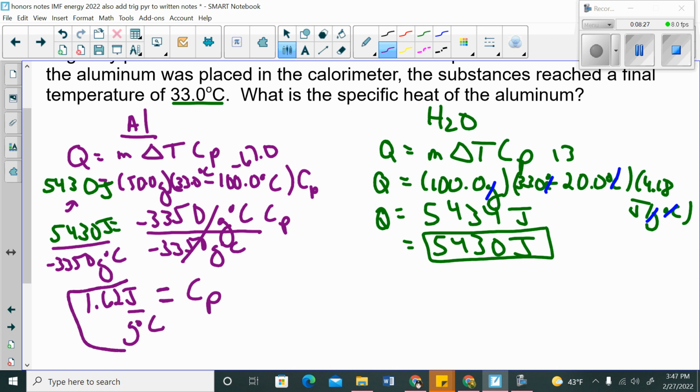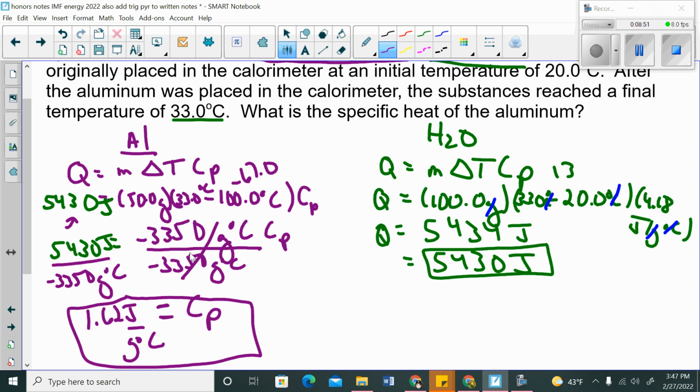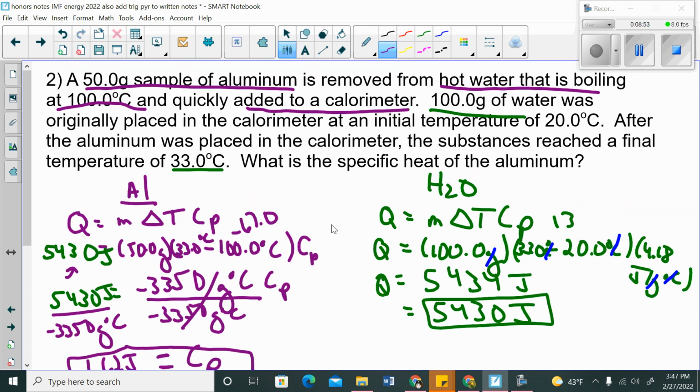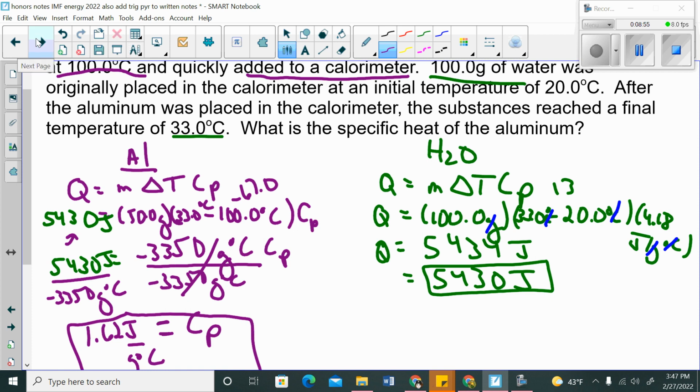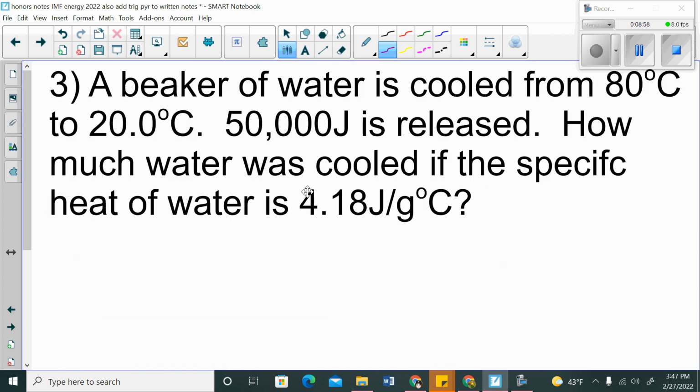Now, if you actually look up the specific heat of aluminum, it's a little bit smaller than that. I think it's 0.89 something, and that's fine. This is a lab, right? So at least 1.62 is in a decent range. There's error that could happen here, but this is how you would calculate the specific heat of a metal. You have to use the heat of the water in order to complete that calculation. So this is a good reference for your lab calculation as well. All right, 2 more examples. Let's go back to blue.